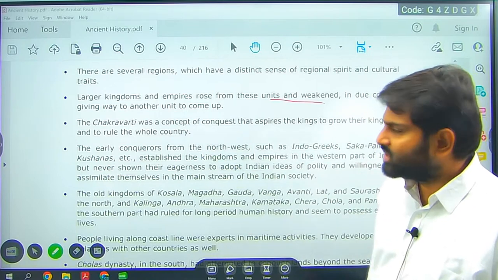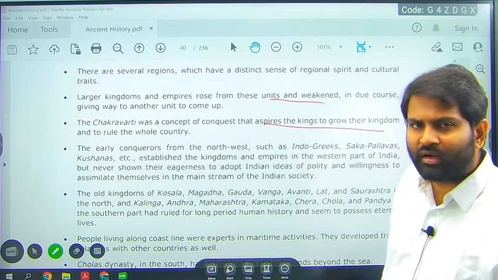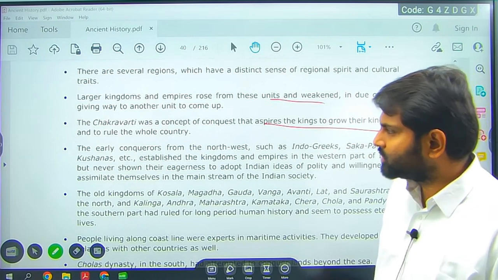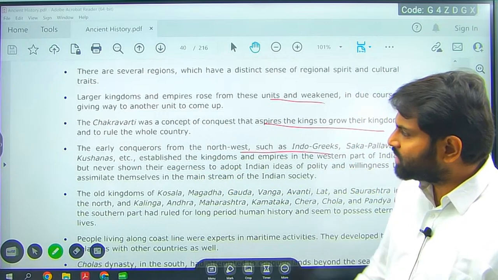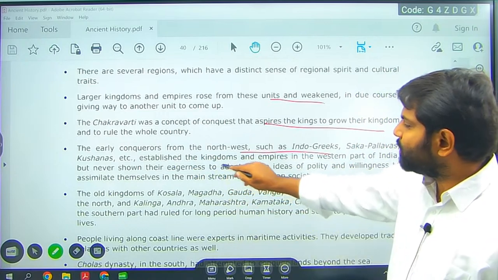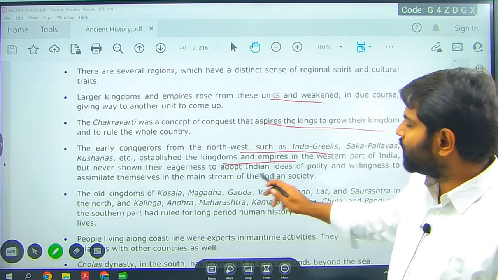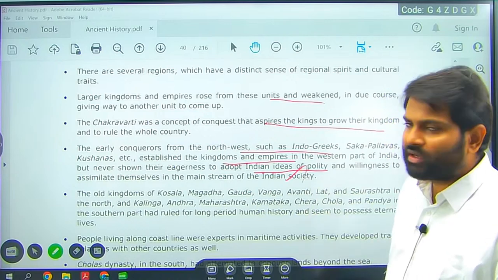The Chakravarti was a concept of conquest that inspired kings to grow their kingdom and rule the whole country. Chakravarti is the ultimate ruler of the country, the subcontinent you can call it. The early conquerors from the northwest, such as Indo-Greeks, Sakapallavas, Kushanas, etc., established kingdoms and empires in the western part of India, but never showed eagerness to adopt Indian ideas of quality and willingness to assimilate them into the mainstream of Indian society.